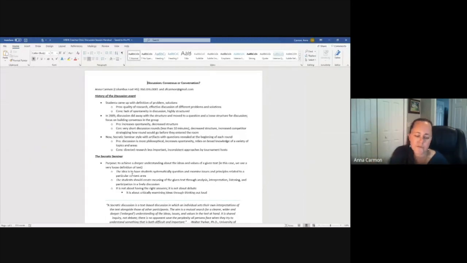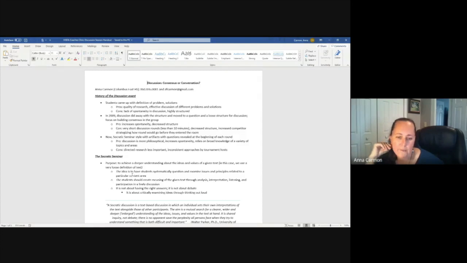So then we moved to the current style, which is a Socratic seminar. Students tend to be familiar with this format because it's something that they use in school. I like this format because this is how I teach all of my classes at the college level. I think it's a practical way to think about it.